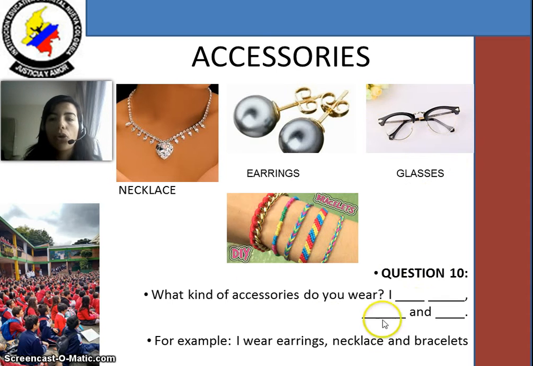Yes? So, question 10. La última pregunta. ¿Qué tipo de accesorios tú llevas o tú utilizas? For example, in my case, I say, en mi caso, I wear earrings, necklace, and bracelets. Okay? Siempre los uso.